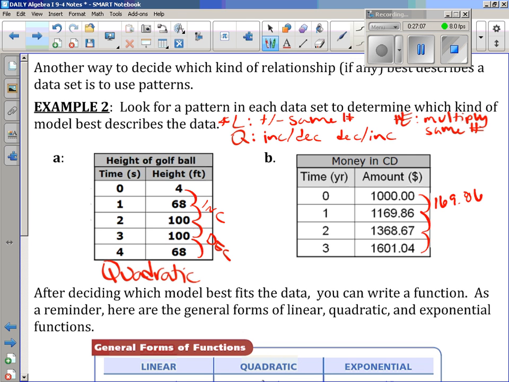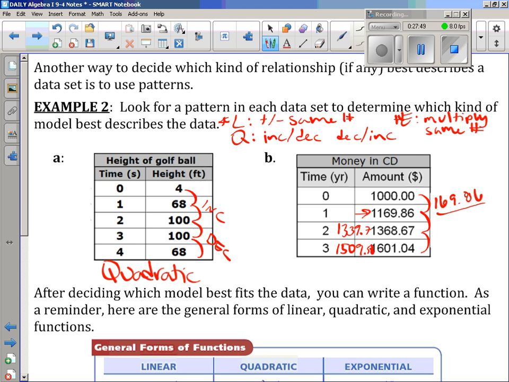So if I add 1,169.86, this number, plus 169.86, I get 1,339.72, so that's pretty close. So then let's see if I add it again. So 1,339.72 plus 169.86, I get 1,509.58. So it's not terribly far off, but it's not exactly the same number.